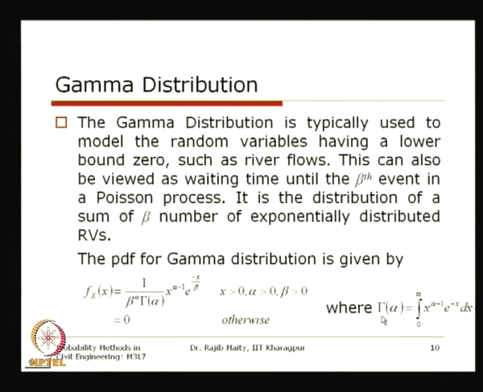The gamma function that we discussed while discussing the beta distribution as well, gamma alpha with parameter alpha, is defined as an integral from 0 to infinity of x power alpha minus 1 e power minus x dx. Now we will see some easy ways of this calculation. There are some simple rules to get the gamma value, because this gamma function is very important for the gamma distribution as well as for the beta distribution.